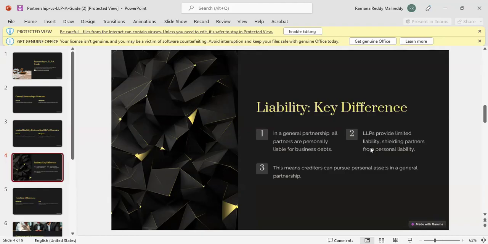So shielding partners from personal liability, so they can protect from personal liability. Their personal assets are protected in LLP. So this means creditors can pursue personal assets in general partnerships.